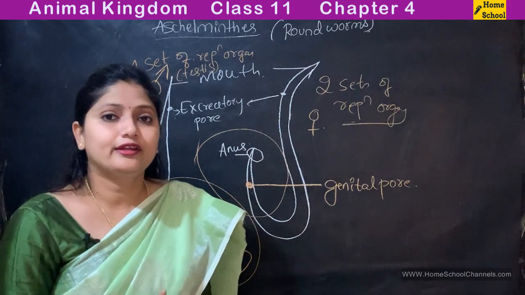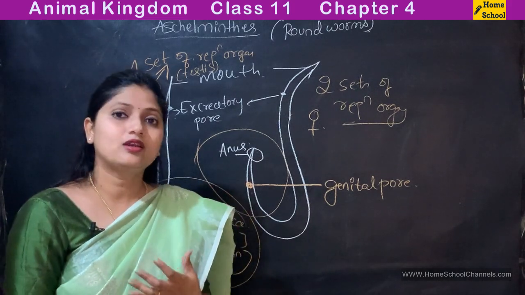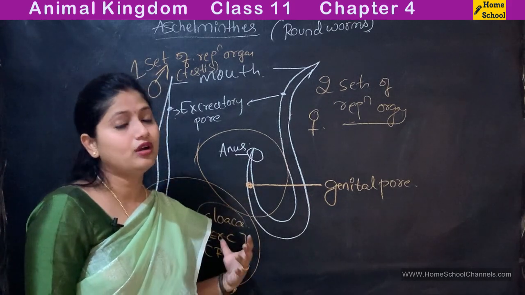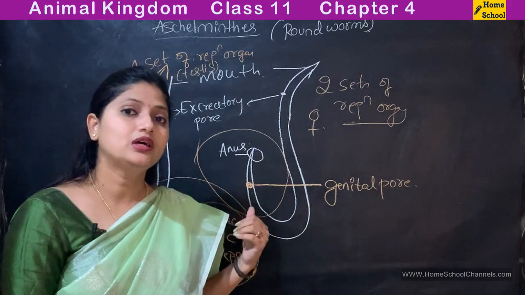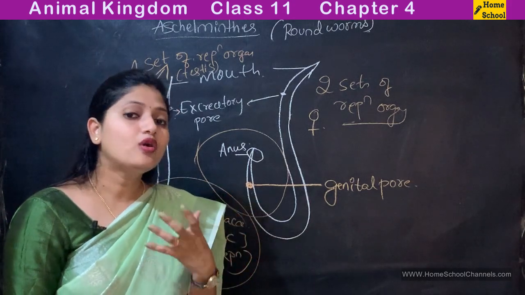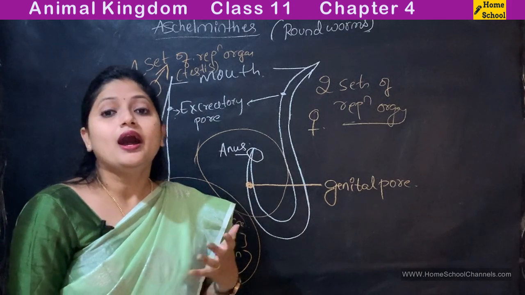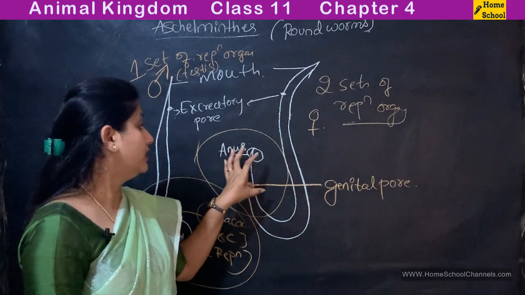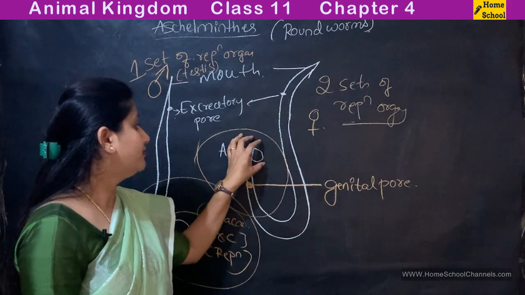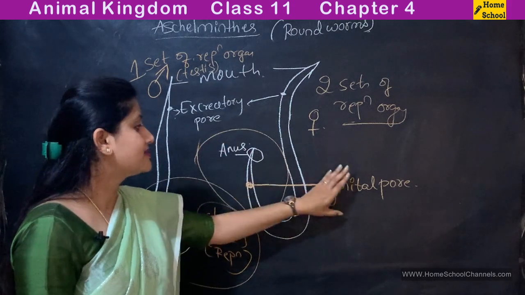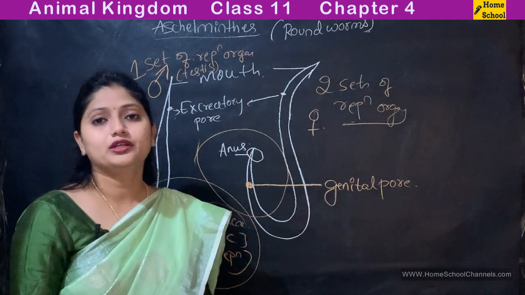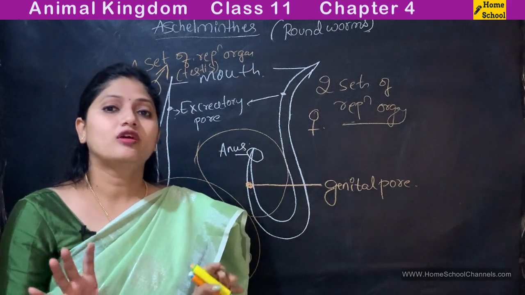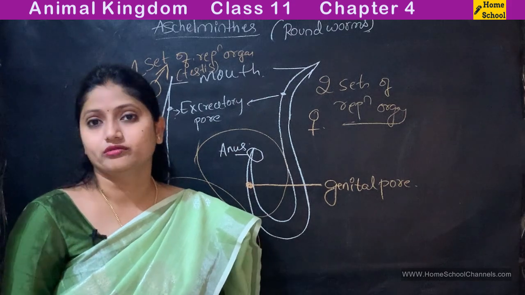And when it comes to the external difference, it is the presence of the cloaca, which acts as both the genital or reproductive pore as well as the excretory pore, and one more in case of the female, wherein one acts as the anus and the other acts as a pore for reproduction, the genital pore. So that is the difference between the male and the female members of the Aschelminthes or the roundworms.